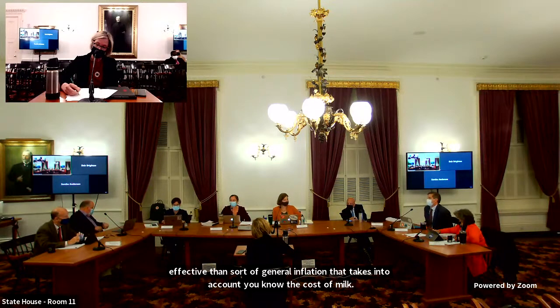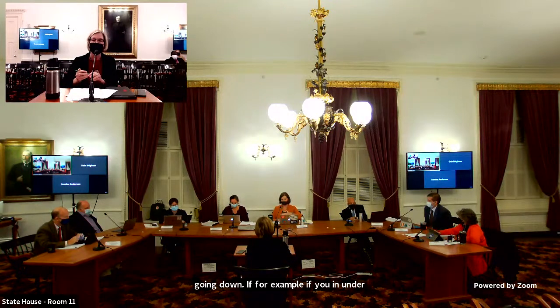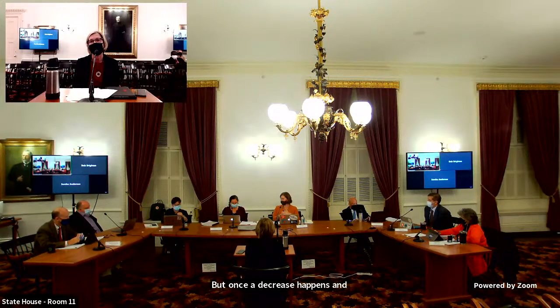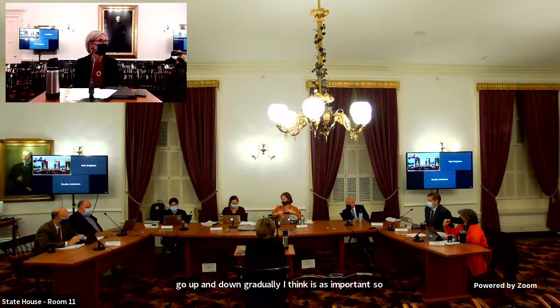I also think it's important that we remember the districts that are going up and the districts that are going down. If, for example, under Act 60, it seems like they let the decrease happen immediately. But once a decrease happens and voters decide different things the next year, you're back into the increase. So you'll be in the same spot, get a 1-year benefit, and then have to go back to your voters and say, actually, we want to increase things. So thinking about how things go up and down gradually is as important, so that districts don't get a shock in either direction.